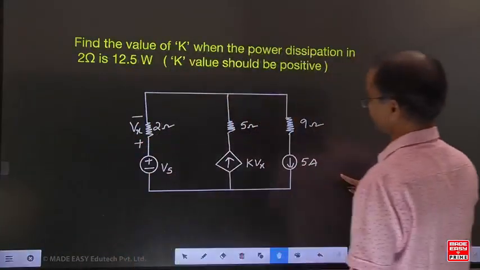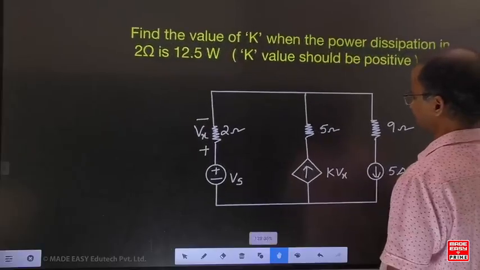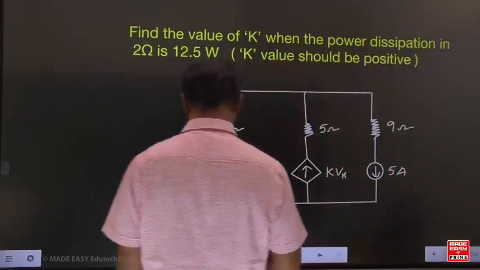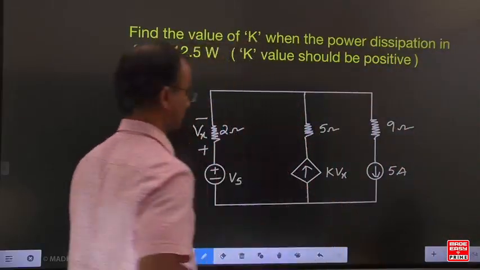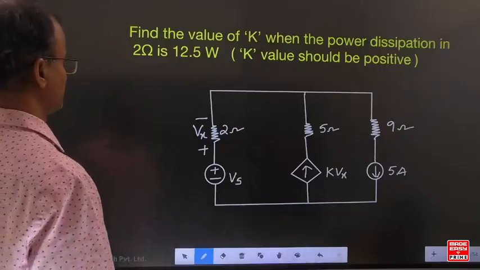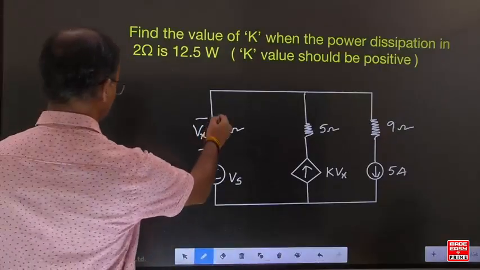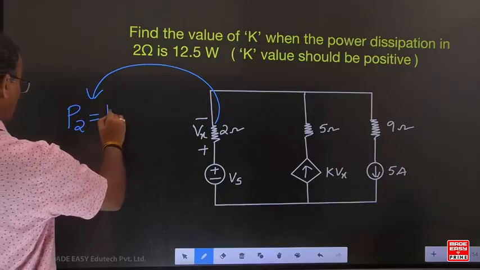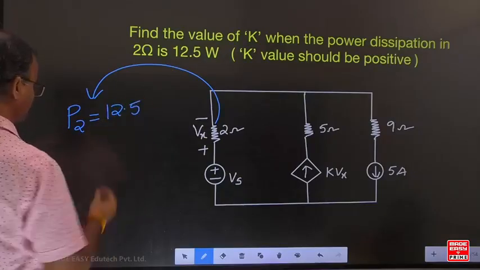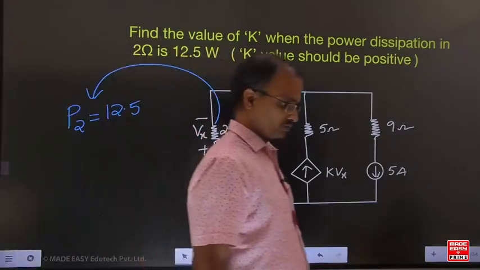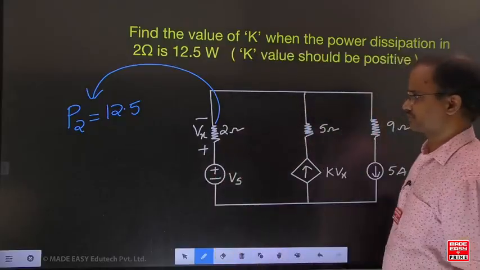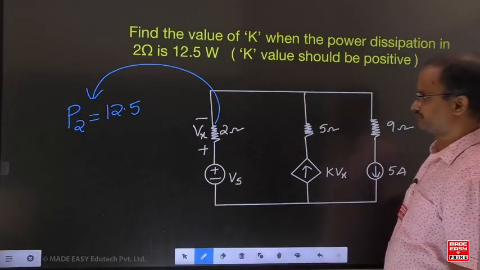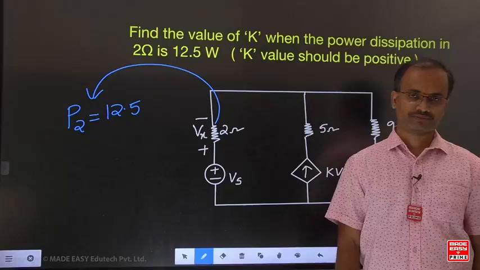In this example, the power dissipation in the 2 ohm resistance is given. What is the power dissipation? Power dissipation equals 12.5.